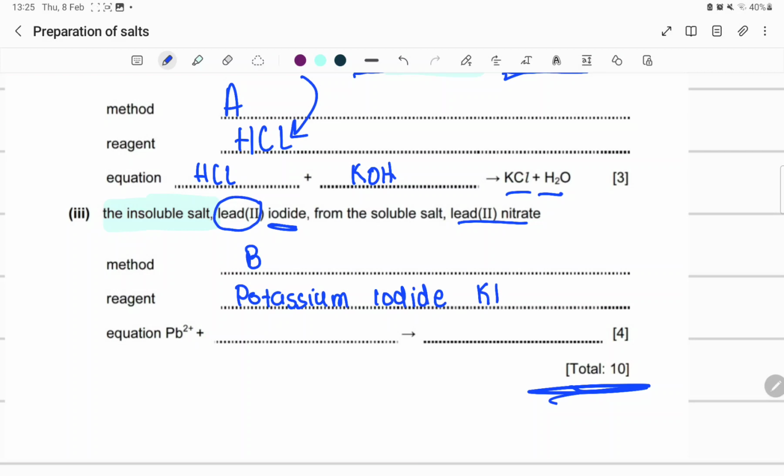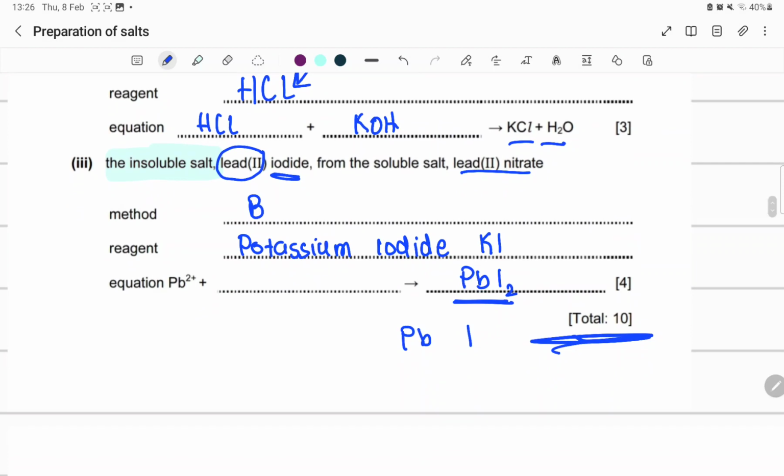Now you need the ionic equation. So we know that potassium iodide is what's forming as the product. Okay. How do you know this formula? I will just quickly tell you in case no one knows.